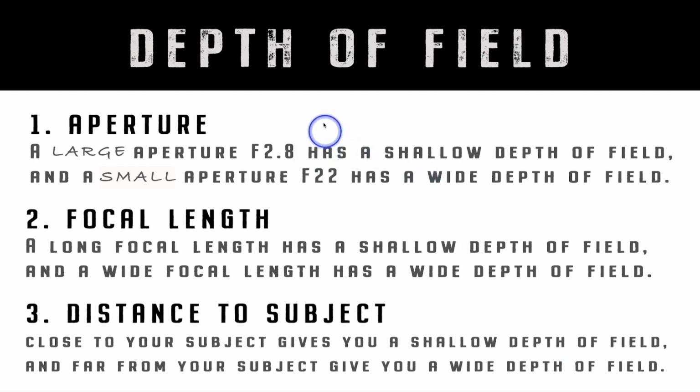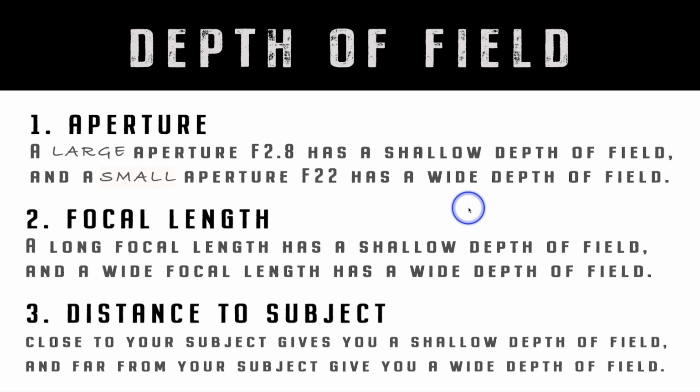You can actually shoot at a small aperture in that case and still get a pretty large depth of field because these two factors are going to override a lot of what your aperture is set at because they're already set up for a wide depth of field.